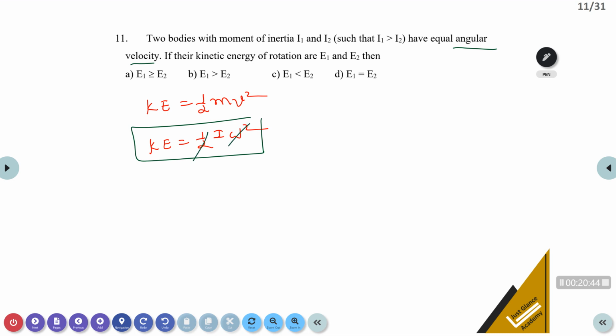1 by 2 is a constant, so kinetic energy is directly proportional to I. Since I1 is greater than I2, when I is greater, kinetic energy is greater. So E1 is greater than E2. This is the right choice.